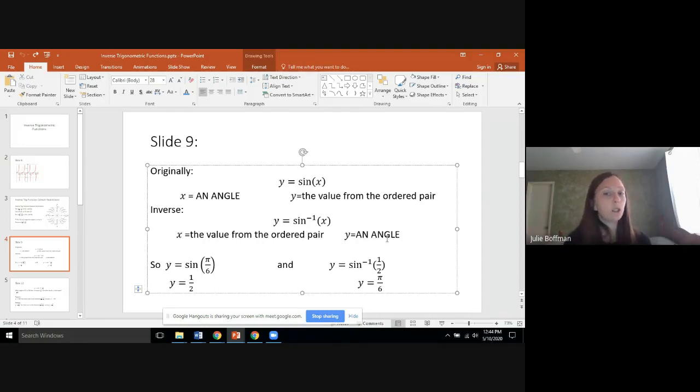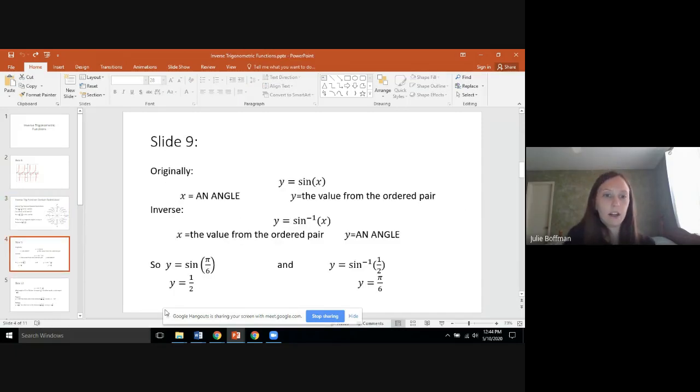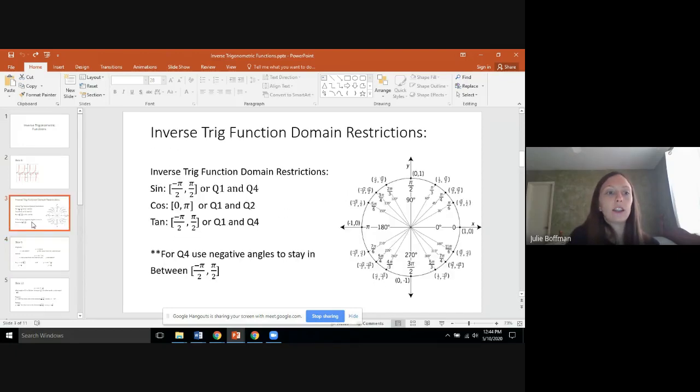Those roles switch. So for example, originally if I'd given you sine of pi over 6, you would say, okay, I'm going to go to my unit circle, pi over 6, sine is the y value, the answer is 1/2. But now it's just opposite. Now they're giving you the 1/2, and they're saying, what angle has that y value of 1/2 since it's sine? Theoretically, you would look on the whole unit circle, and a y value of 1/2 is here at pi over 6, and it's also here at 5 pi over 6.